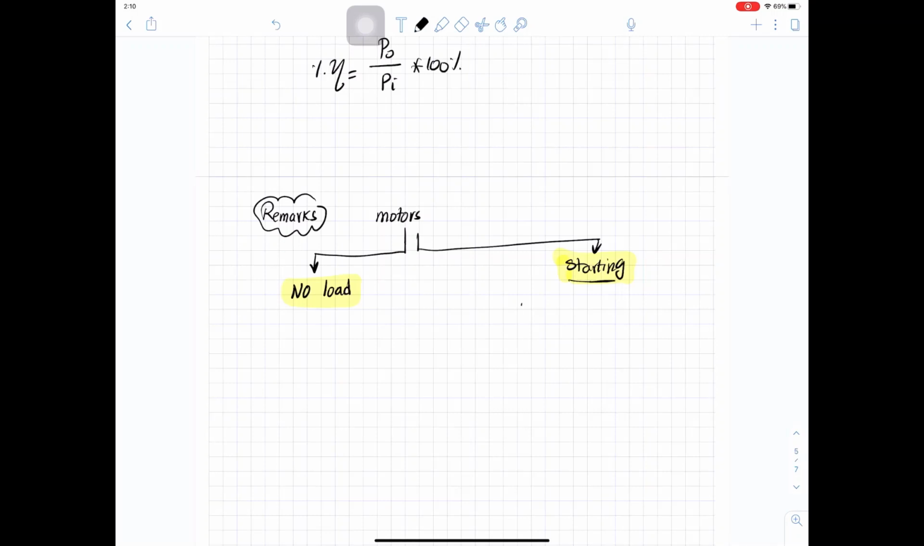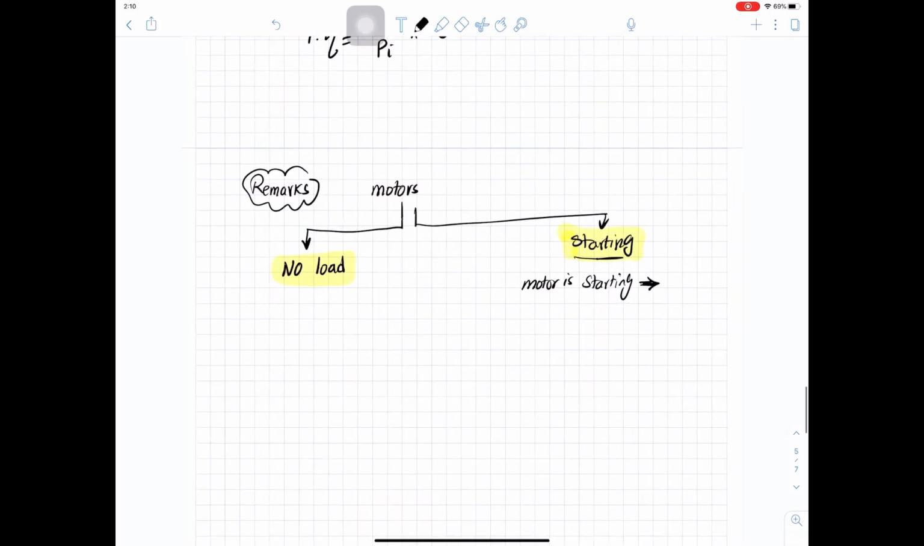So if your motor is starting, what does this mean for you? If you are solving a problem, and in the problem we are saying that at starting blah blah blah, so you know that the motor is at starting.